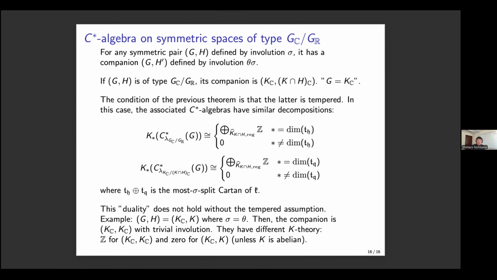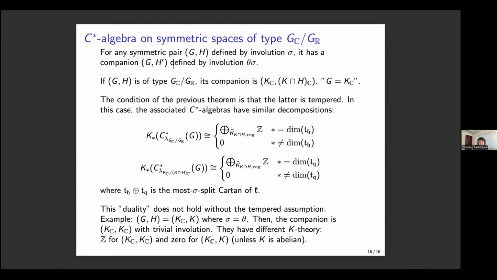This is a remark related to the last one. If you have a symmetric pair, G mod H, defined by an involution sigma, where H is an open subgroup of G sigma, then you can always define a companion, G mod H prime, where H prime is defined by the other involution, theta sigma. Here I have to assume the involution commutes with theta, which is the Cartan involution, the one whose fixed point is a maximal compact. You can arrange so that sigma and theta commute, so this is well defined.